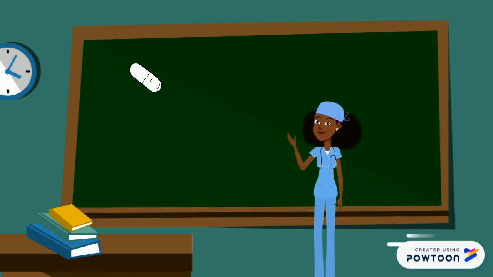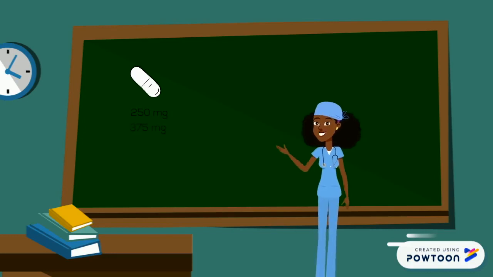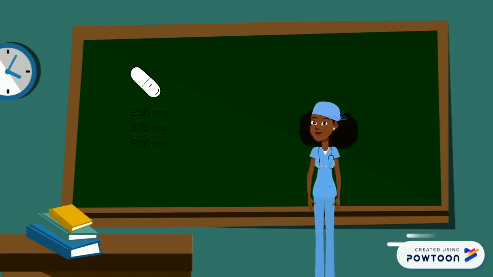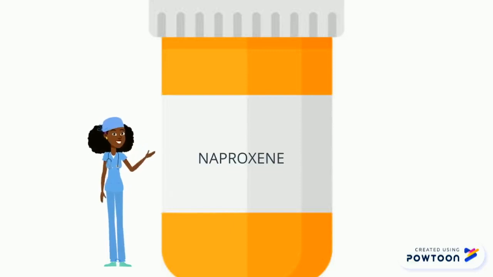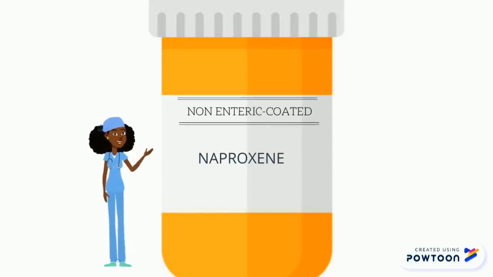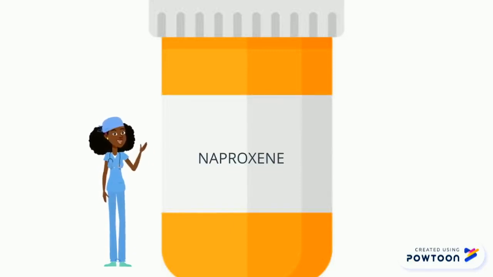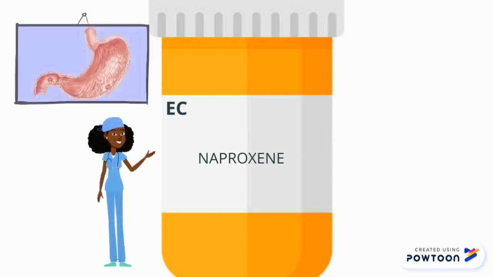In the tablet form, it's available as 250 mg, 375 mg, and 500 mg. Now, these tablets can be non-enteric coated, so just a regular tablet, or they can be enteric coated, so sometimes you'll see an EC on the prescription vial that does stand for enteric coated, which basically means it's a little bit easier on your stomach.